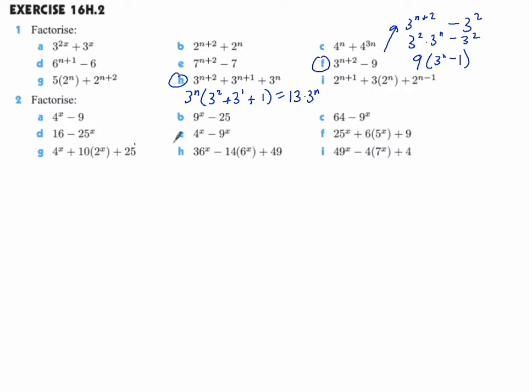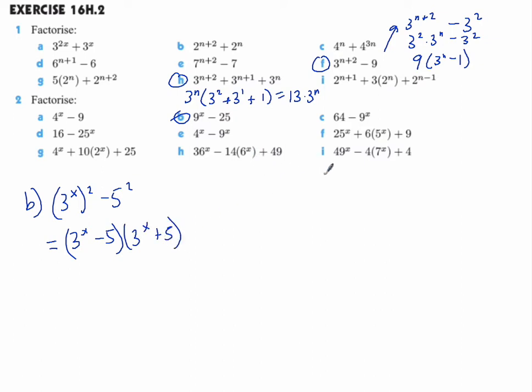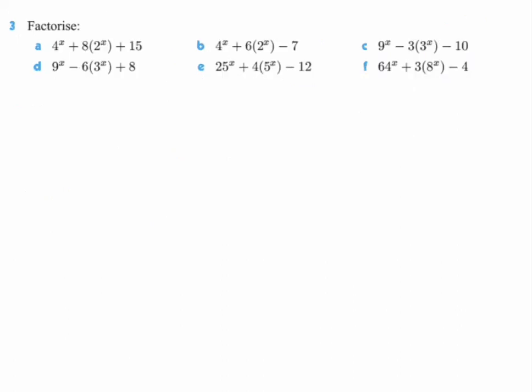And number 2, we have two different kinds of expressions. We have like b is a difference of squares. You can write that as 3 to the power of x squared minus 5 squared. So that's a difference of squares, so it factorizes to 3 to the x minus 5, 3 to the x plus 5. And then we got some trinomials, which we're going to see in the next example anyway.